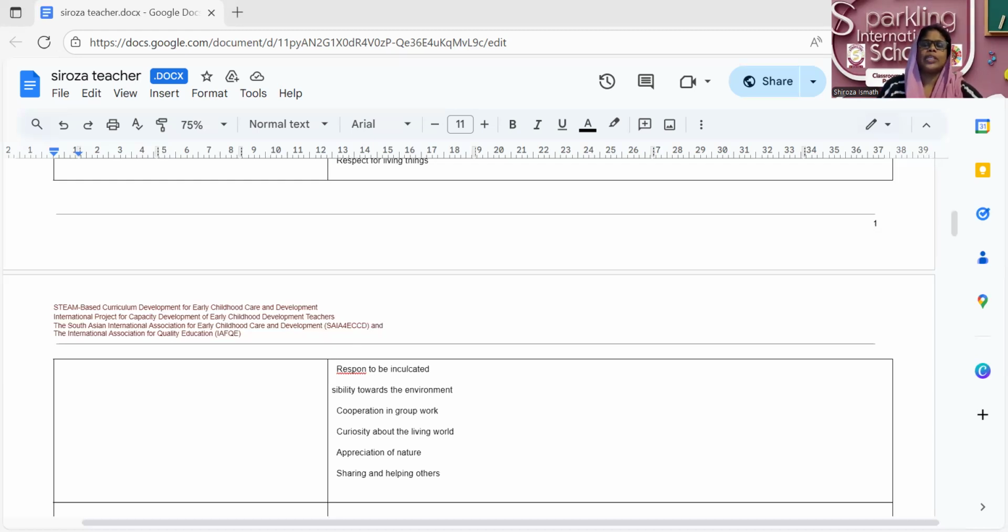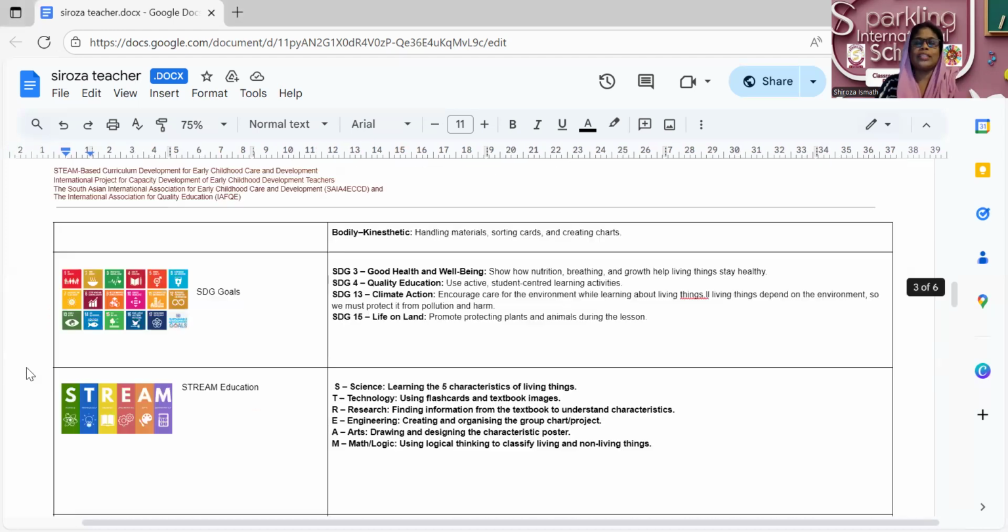Cooperation and teamwork: in group work they share, help, and support each other. Curiosity about nature: students become more interested in observing living things around them. Appreciation of the natural world: they begin to value the beauty and importance of life. These values naturally depend on my activities. Now let's go to the lesson plan.